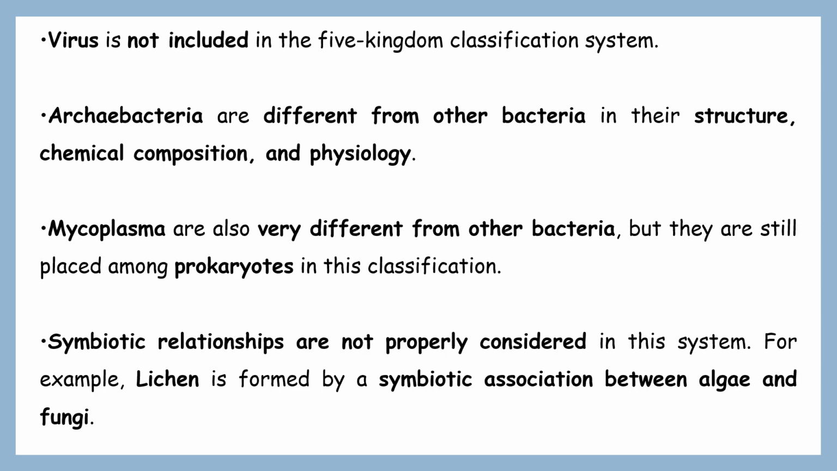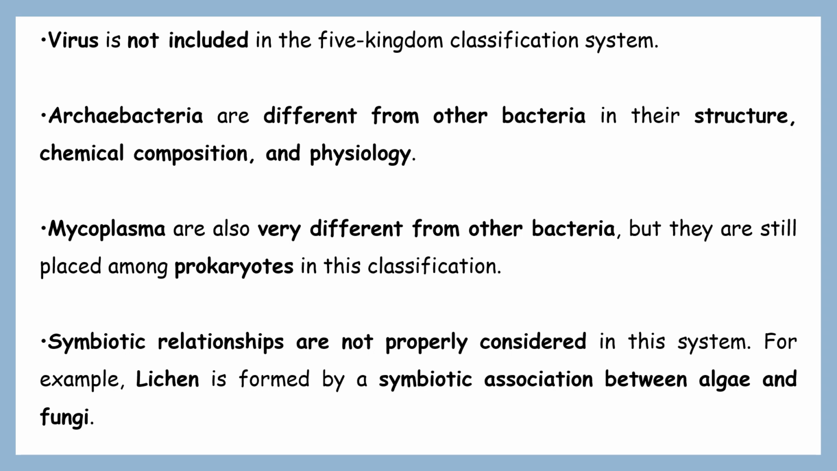Viruses are not included in the five kingdom classification at all. Archaebacteria are different from other bacteria in their structure, chemical composition, and physiology. Mycoplasma are also very different from other bacteria, but they are still placed among prokaryotes in this classification. Symbiotic relationships are not properly considered in this system. For example, lichens form a symbiotic association between algae and fungi, and they are not considered as a part of this classification.